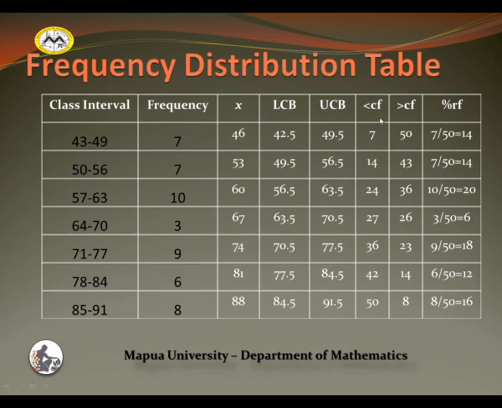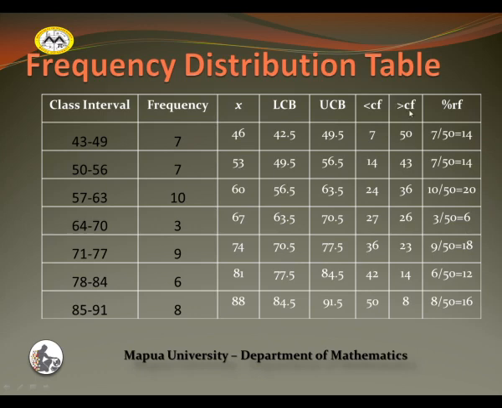The cumulative frequency refers to the summing up of frequencies. For the less than, it starts from the lowest class interval. For the greater than, it starts from the highest class interval. So we have 7 for the observations, followed by 7. So 7 plus 7 is 14, plus 10 is 24, plus 3 is 27, plus 9 is 36, and so on, for a total of 50.